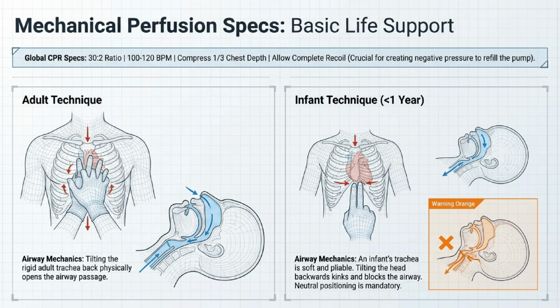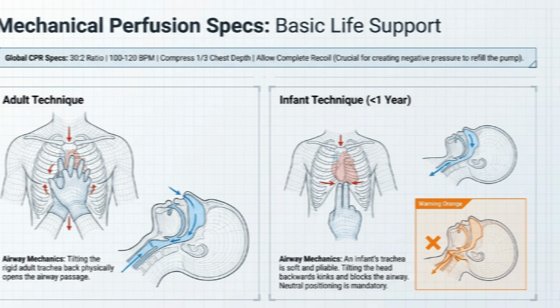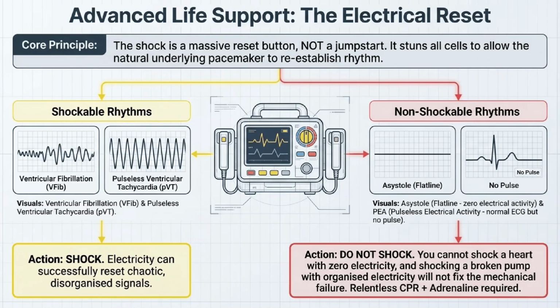Got it. So chest compressions manually force blood through the body, but to restart the electrical system, you need advanced life support, the defibrillator. But you can't just shock everyone who has collapsed, right? I feel like television has deeply confused us on this point. Oh, television constantly shows doctors shocking a flat line, which is entirely medically inaccurate. There are shockable rhythms and non-shockable rhythms.